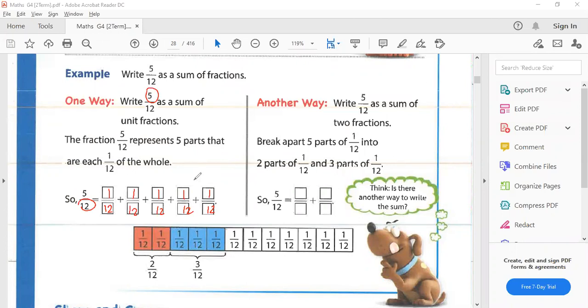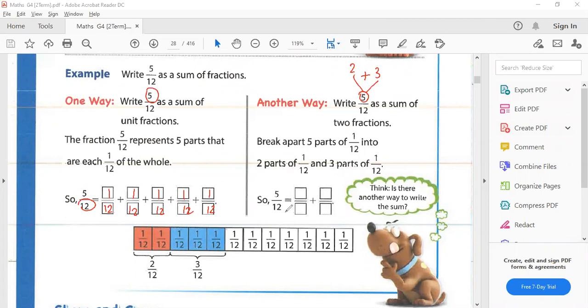And we have another way to express this 5 over 12. We can make it as two fractions added together. So we can make this 5 as two numbers added together. We can make this 5 as 2 plus 3, right?